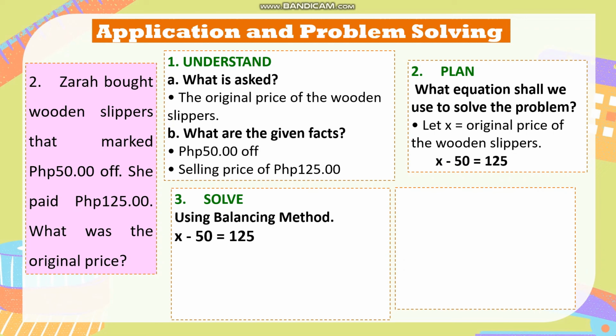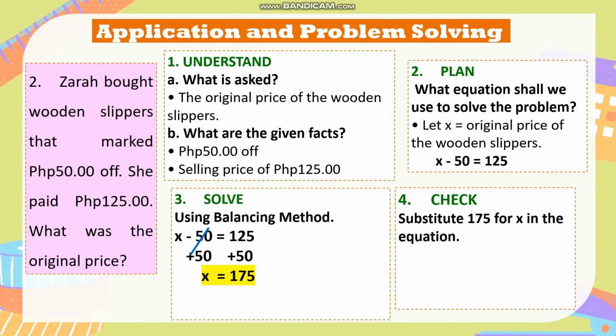Kunin natin ang inverse operation o kabaliktaran ng minus 50 magiging plus 50. Kaya, i-add po natin ito sa side A at sa side B. X minus 50 plus 50. Sa side B naman, 125 plus 50. Then, cancel out negative 50 and plus 50 dahil ang sum nila ay 0. So, ang naiwan ay x. At 125 plus 50 is equal to 175.